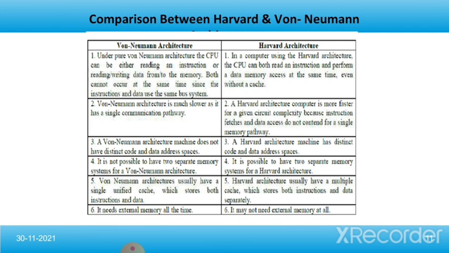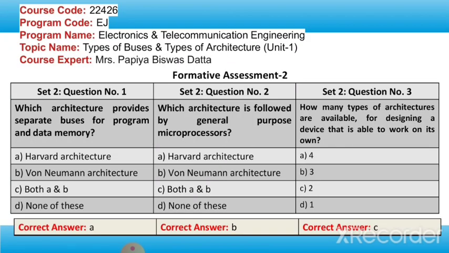If the question is of 6 marks, then you have to write down at least 6 points related to von Neumann and Harvard. If the question is of 4 marks, then you need to mention 4 points related to von Neumann and Harvard architecture. Now let's take a minute and try to answer this question. Which architecture provides separate buses for program and data memory? Which architecture is followed by general purpose microprocessors, and how many types of architectures are available for designing a device that is able to work on its own?